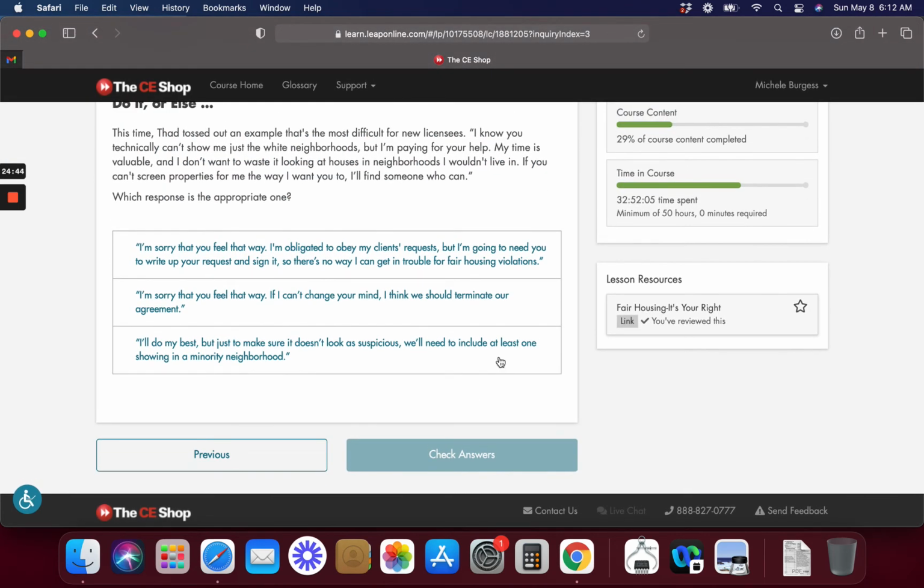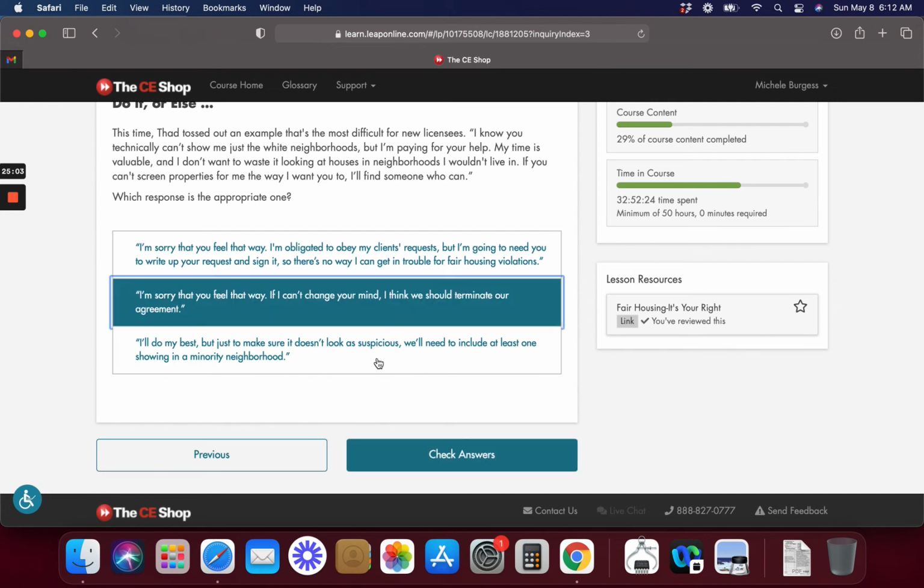All right, this one. I know you technically can't show me just white neighborhoods, but I'm paying for your help. My time is valuable, and I don't want to waste it looking at neighborhoods I don't want to live in. If you can't screen properties for me the way I want you to, I'll find someone else who can. And just say, that's fine. Go find somebody else, because it's really not worth the risk of getting sued.